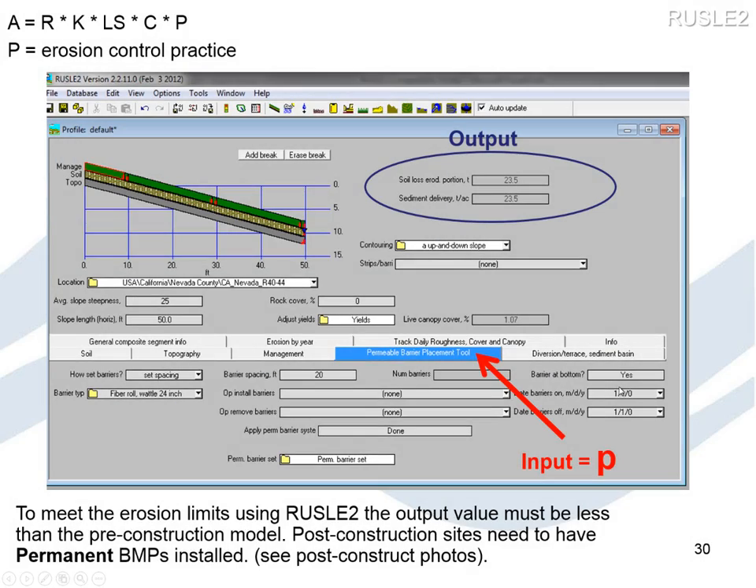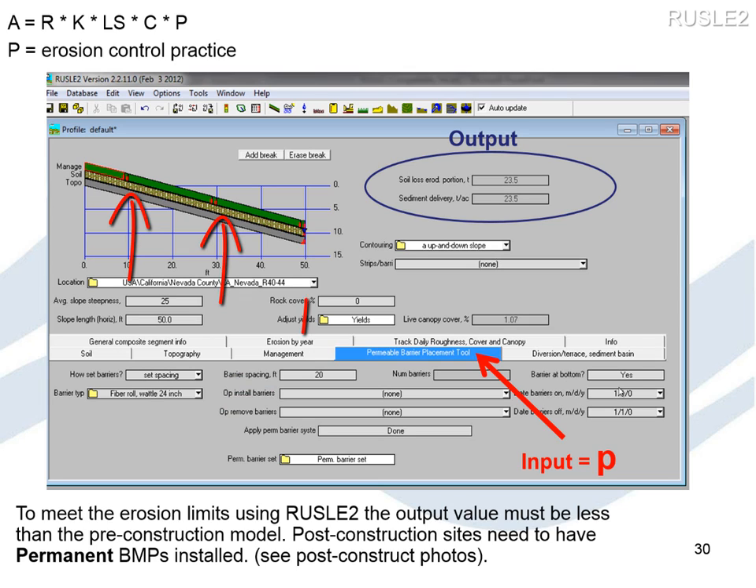So the final Russell factor is the P factor. This is basically your sediment controls, and this screen shows the permeable barrier placement tool tab. Sorry, that's a mouthful. What this allows you to do, in Russell 2, is place different barriers. In this case, we have a fiber roll that's 24-inch diameter. You can place that at different stages, or basically different sections of the slope.